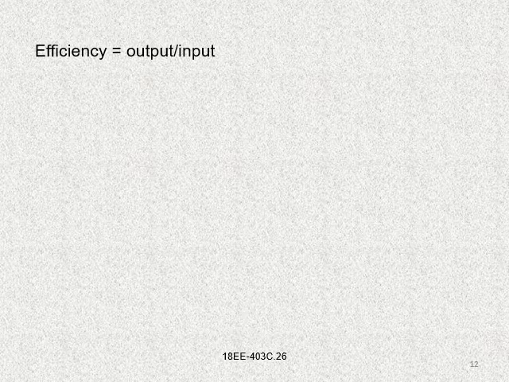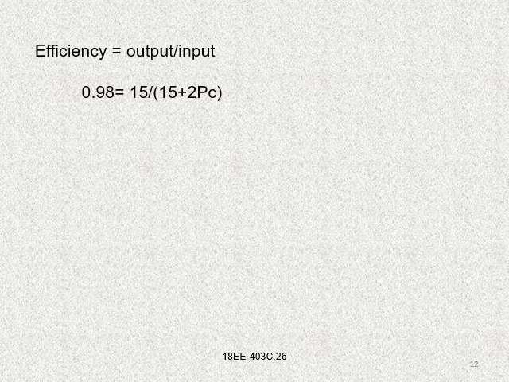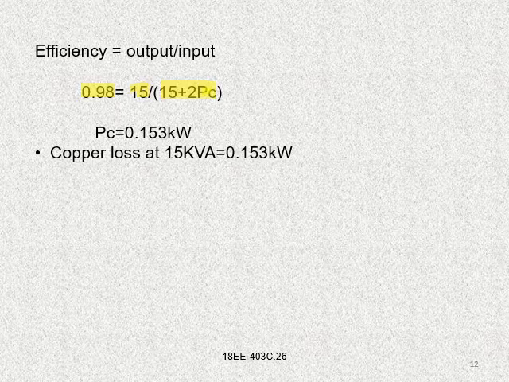Now we have the efficiency equal to output by input. The maximum efficiency is 0.98, and the output is 15. The input is 15 plus 2 Pc. So by solving this, we get Pc equal to 0.153 kW. This copper loss at 15 kVA is equal to 0.153 kilowatts. The iron losses are also the same, 0.153 kW.